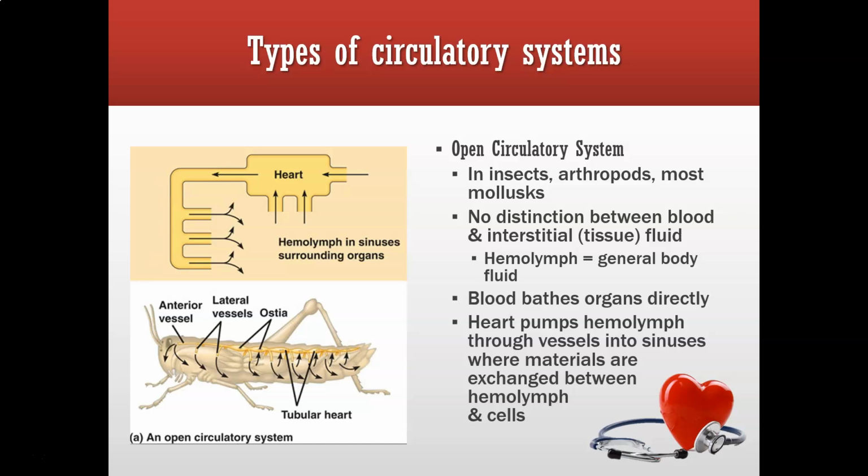So there is no distinction between their blood, so to speak, and their interstitial or what we call your tissue fluid like we see in our body. All right. So we have a distinction between blood and interstitial fluid, meaning the fluid that directly is bathing your cells is one thing and the blood is something different. In these guys, that's not the case. All right. So it's all one thing, it's all mixed up. They have just a general body fluid that we call hemolymph.